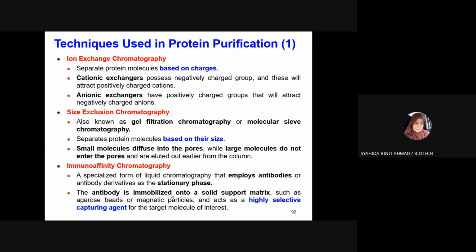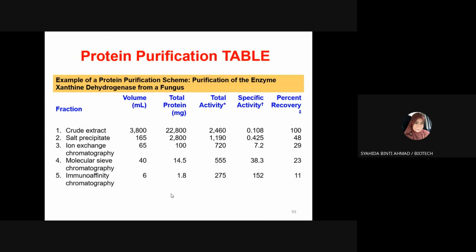They will grab, or it will selectively bind to the protein of interest, so that the rest will be removed from the column. Then later you have to elute out your protein of interest. Okay, so I just give you a simple idea. So this is when you do a protein purification.